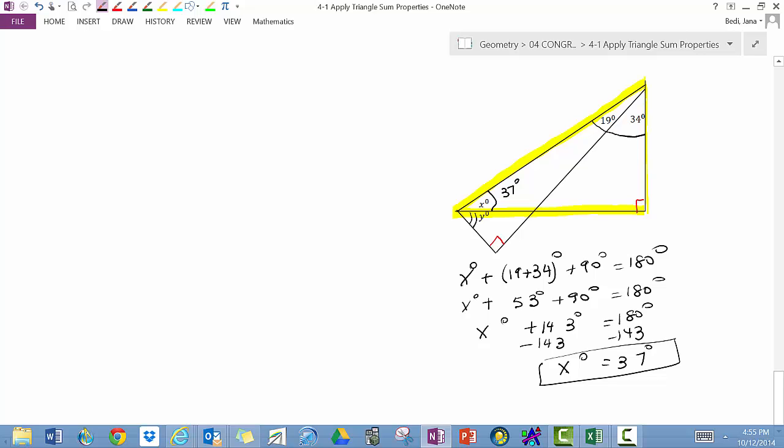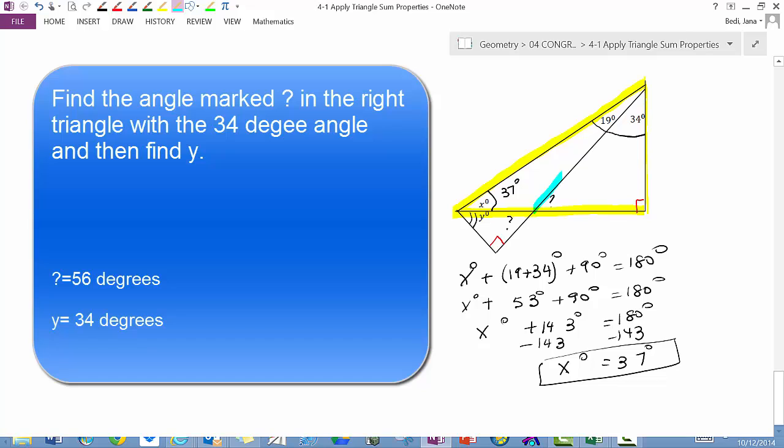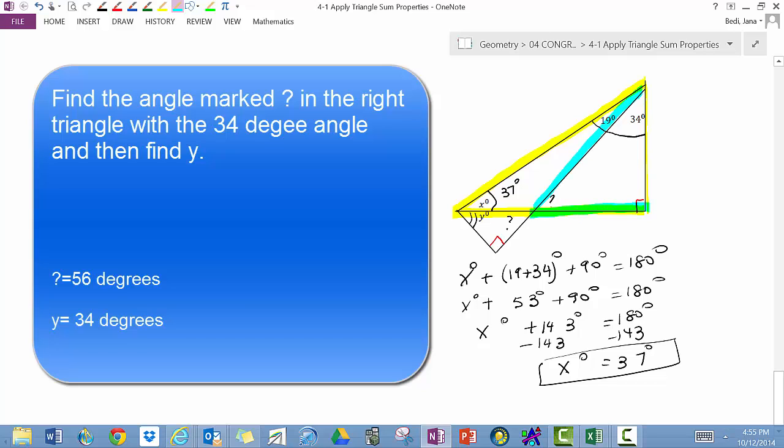Alright. Well, if I knew this angle, so I'm going to put a question mark here, I could find y, because those two angles will be complementary. And this angle is congruent to this angle here. So can I find that angle? I think I can. So let me go ahead and highlight this triangle. There's a right triangle here. Okay, and I'm just going to work off to the left hand side here.